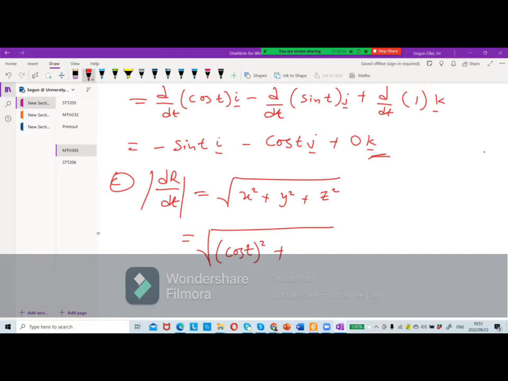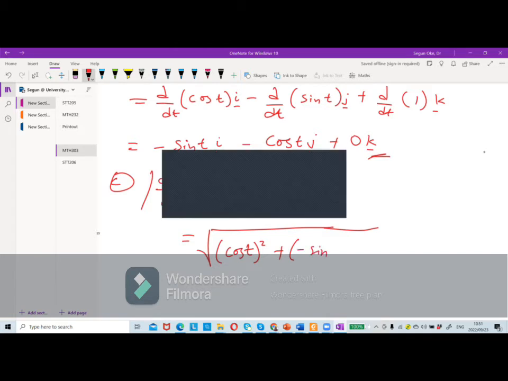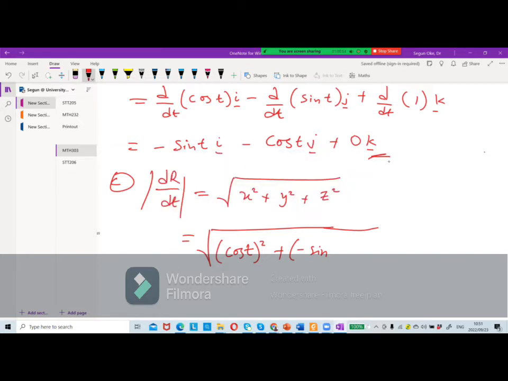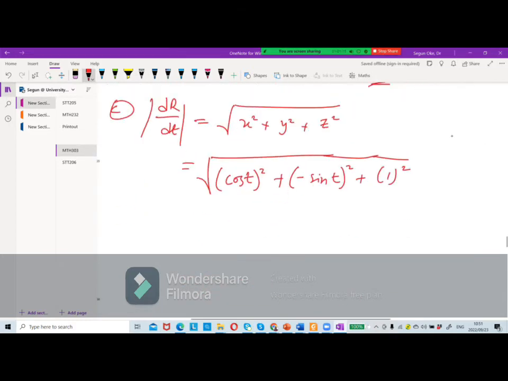So what is y squared? Sine squared t. No, negative sine. Negative sine t. Negative sine t, plus 1 squared. So you agree with me if I put it this way?